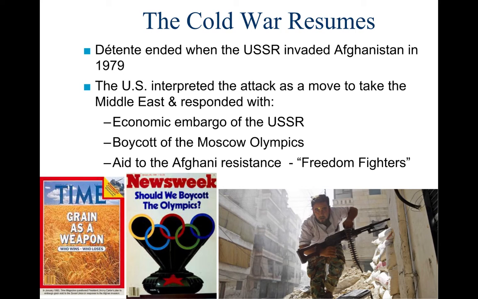So what we see is that the U.S. does a number of things to try to explain to Russia how they feel about this new move. So first off, they issue some economic sanctions on Russia. One of the things they do is they stop shipping grain there. And so, I mean, this is exemplified in this Time magazine article here. It's literally, they called it a grain war.